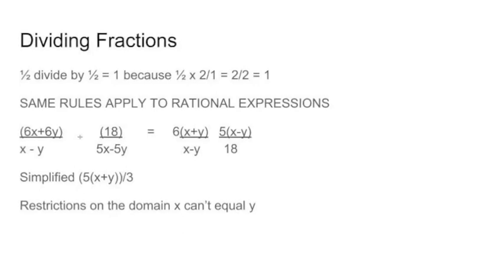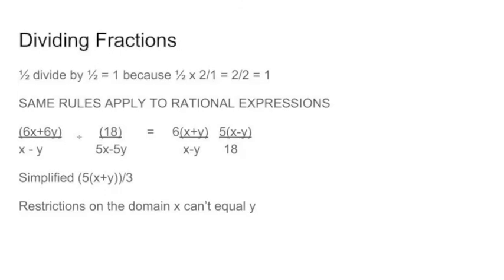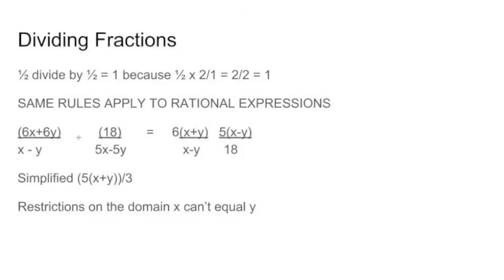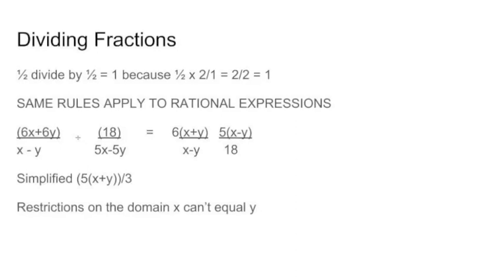So the same rules apply to rational expressions. If we have 6x minus 6y divided by x minus y, and then that expression divided by 18 over 5x minus 5y, that can be rewritten as, well, I factored my expressions too. I kind of killed two birds with one stone. So I factor the numerator, take the 6 out, we have 6 times x minus y over x minus y. And then this turns into times the reciprocal of the second fraction here. So it's times, factor out the 5, 5 times x minus y over 18.